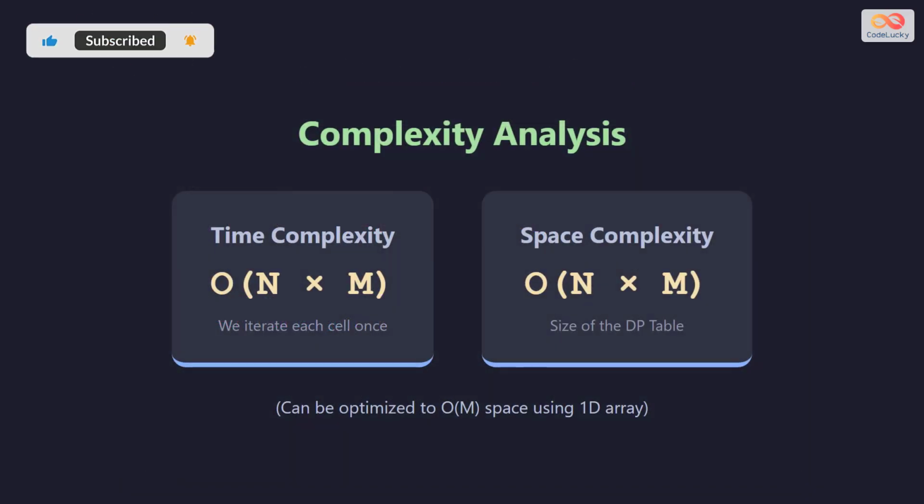Finally, let's analyze the performance. Since we iterate through every cell of the n by m table exactly once, our time complexity is O(n times m). The space complexity is also O(n times m) to store the table, though this can be optimized further to linear space.